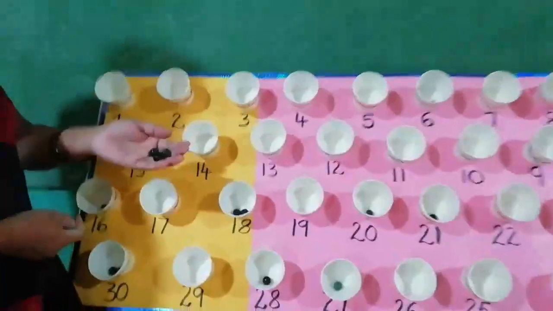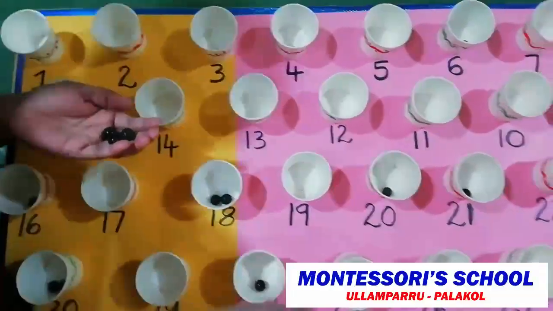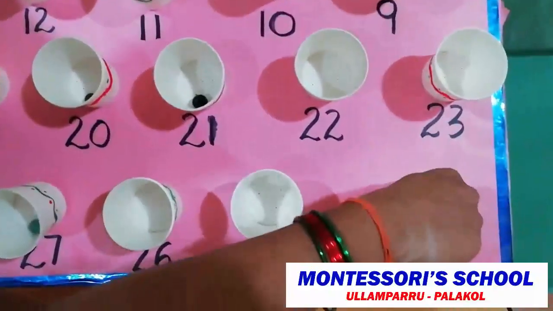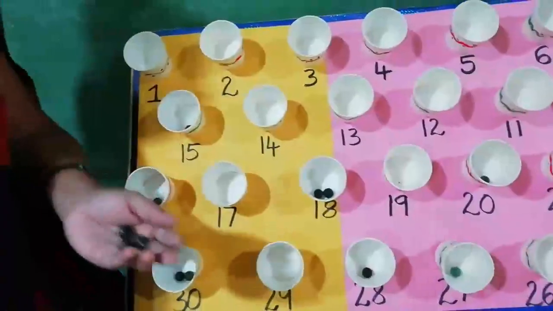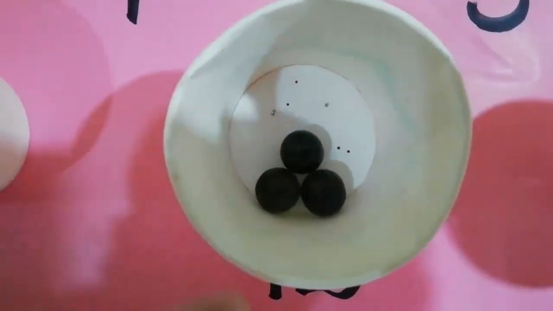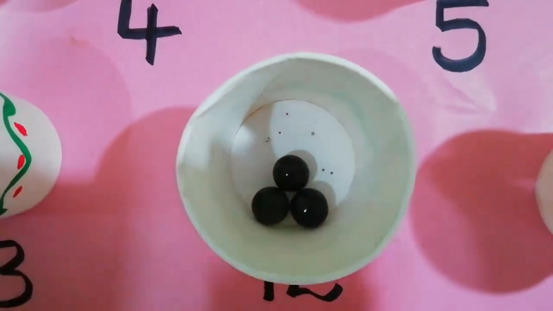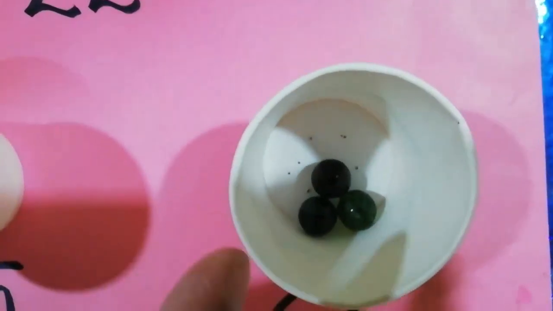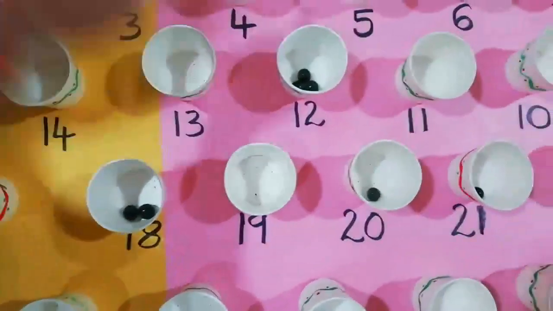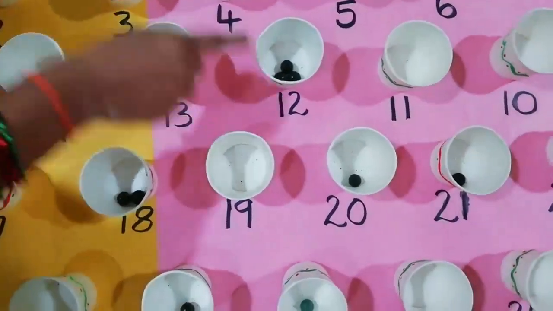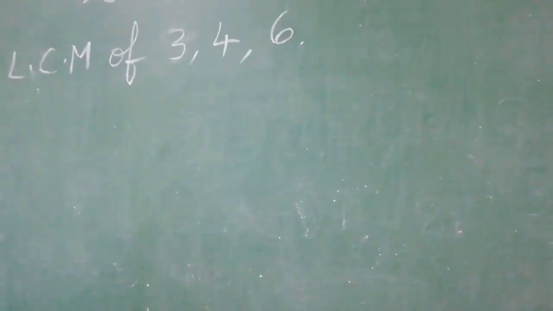Now see, 12 has 3 marbles. And 24 also has 3 marbles. Now check 12 and 24. Here how many marbles are there? 1, 2, 3. And for 24 see 1, 2, 3. 12 and 24 have 3 marbles. Now check the numbers 12 and 24. In these two numbers, which is the least number? 12 is the least number. So the LCM of 3, 4, 6 is 12.